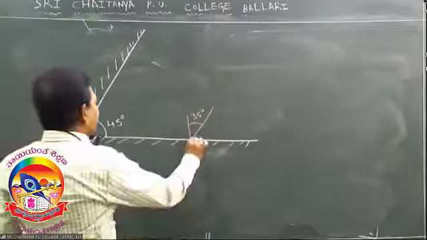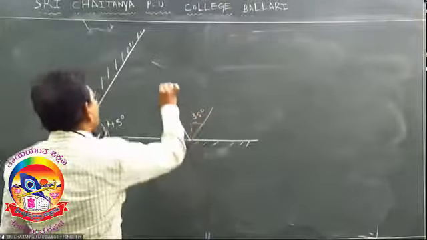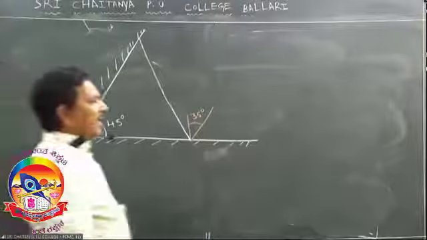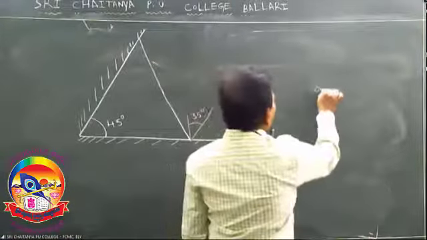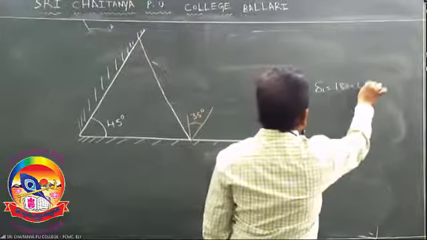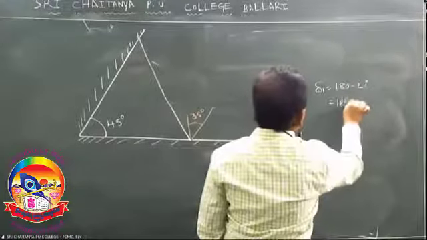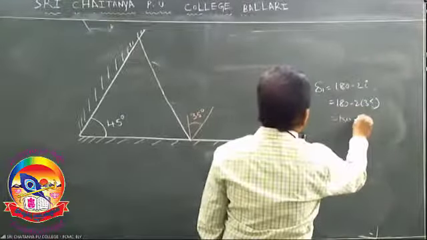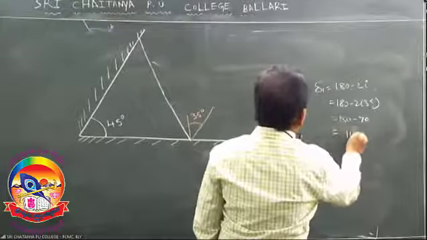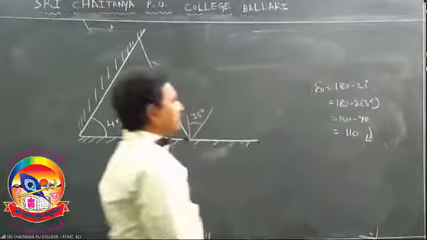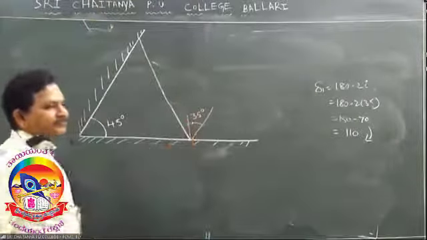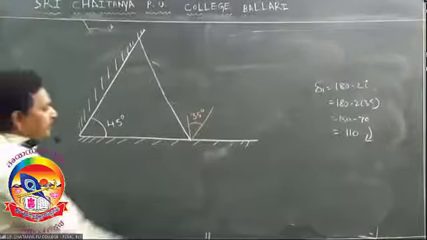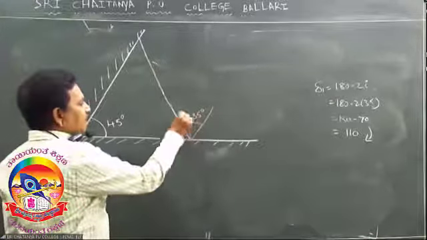So I am doing it, simultaneously do along with me. First reflection. Already I can calculate delta 1. Delta 1 is equal to 180 minus 2i. 180 minus 2 into 35. 180 minus 70. That is equal to 110 clockwise. Because the angle of incidence is 35. If this is 35, this is also 35.